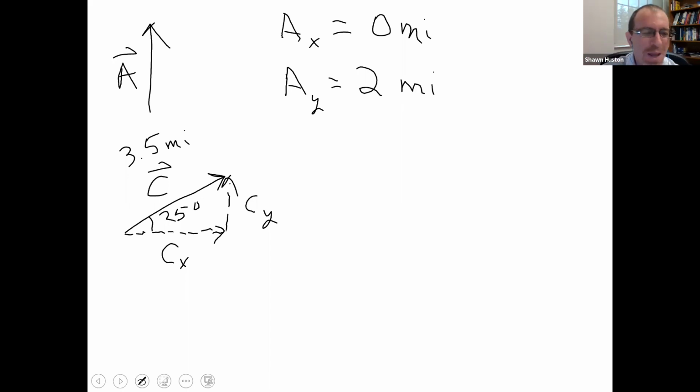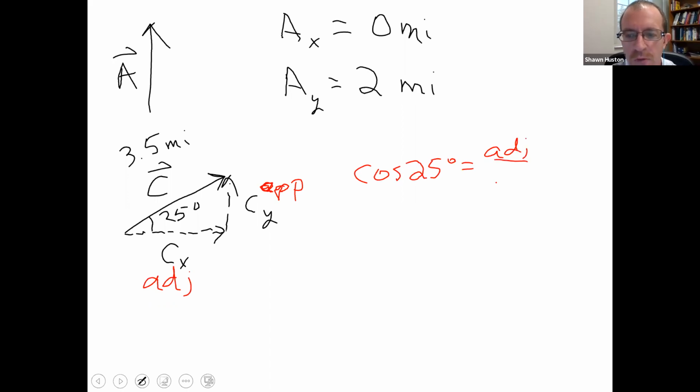Right. Okay. At any rate, we've got our vector there, or we've got our triangle there. We can see that the hypotenuse, that vector C, has a length of 3.5 miles. We can see that we've got the angle of 25 degrees. And now we can proceed to figure out what C sub x and C sub y are. This should be adjacent for C sub x and opposite for C sub y.